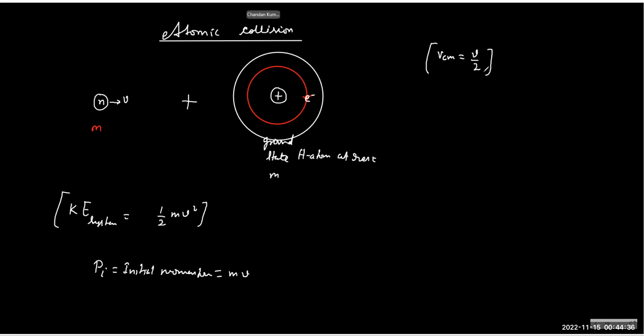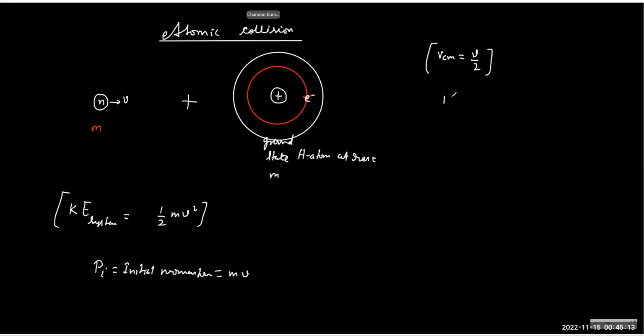In any collision, what remains constant? Momentum. Momentum conservation is equivalent to constant velocity of center of mass. In a collision process, can we change VCM? No. We cannot change VCM because VCM can be changed only by an external force, and the collision force is which force? Internal. So internal force cannot change VCM. So VCM will continue with V/2.